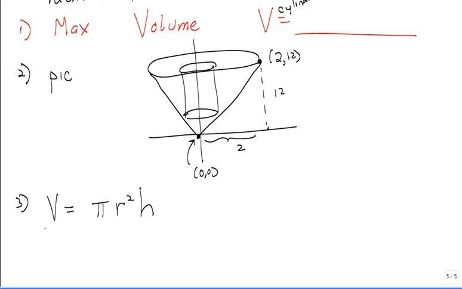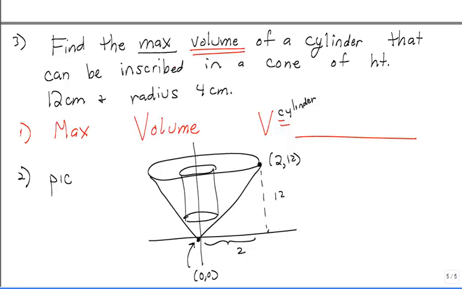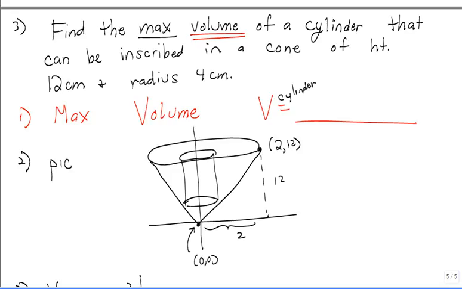Now again, this is what we want to take the derivative of, but there's two variables here, so we have to get rid of one of those variables. And to do that, we're going to call this the height and this the radius of the cylinder. So this point is r, h. And we can use similar triangles to do that.